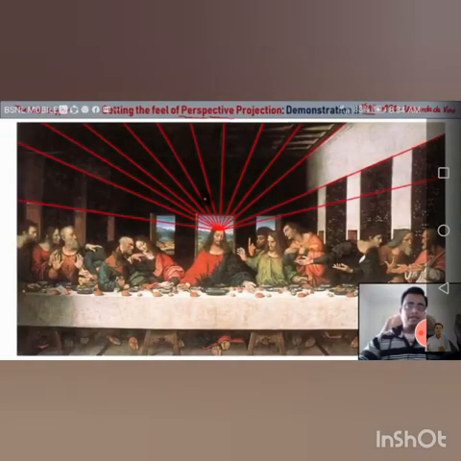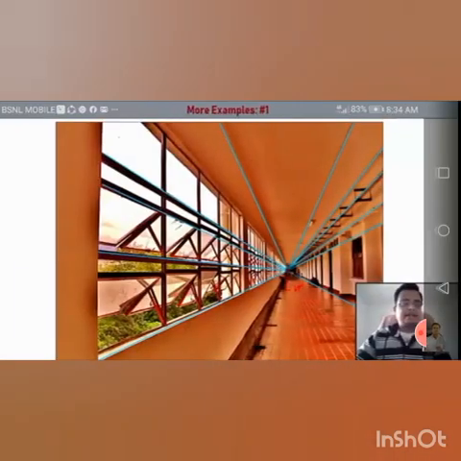So Da Vinci has used this technique. Whether he knew the principles of perspective or not, we don't know, but all the lines are converging to the forehead of Jesus Christ. So that's the beauty of the picture. So it's an example of perspective projection.